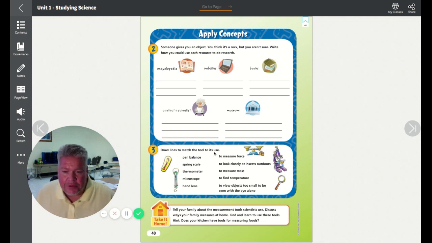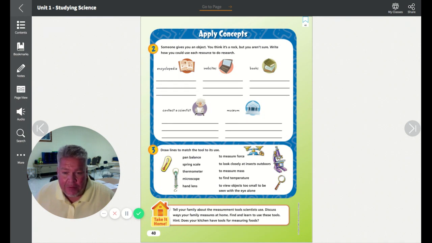Let's just look at these right here. Draw lines to match the tool to its use. Well, let's see if we can figure out which one they are. A pan balance, what does that do? A pan balance measures mass. A spring scale, what does it do? Does it measure force? Measure force that something's pulling down on it? Maybe that's it. A thermometer to find temperature. A microscope, you would use that to view objects too small to be seen with the eye alone. And a hand lens you would use to look closely at insects outdoors.